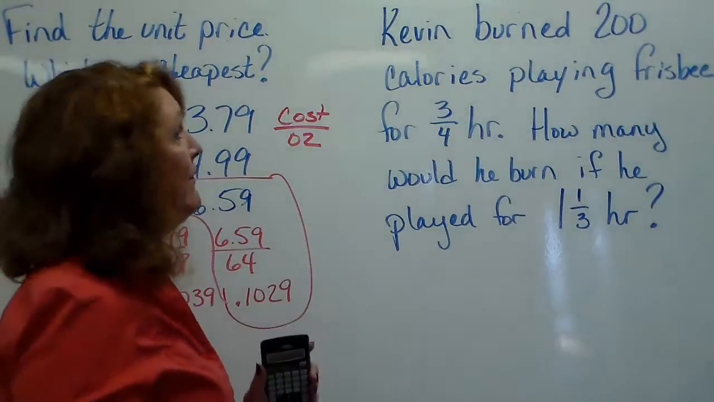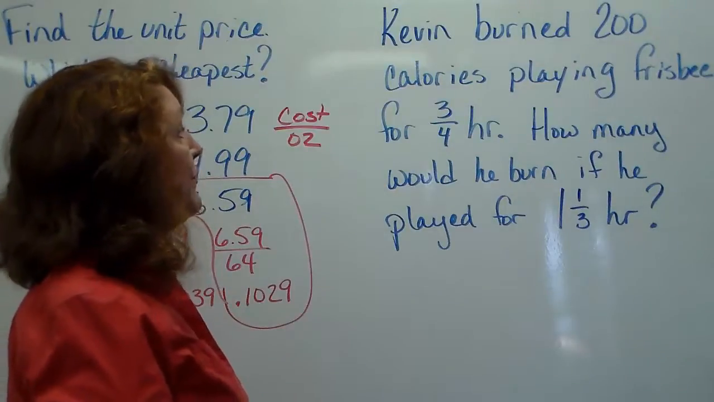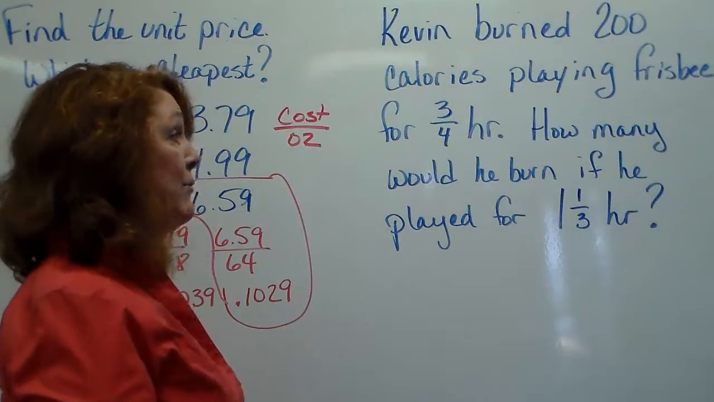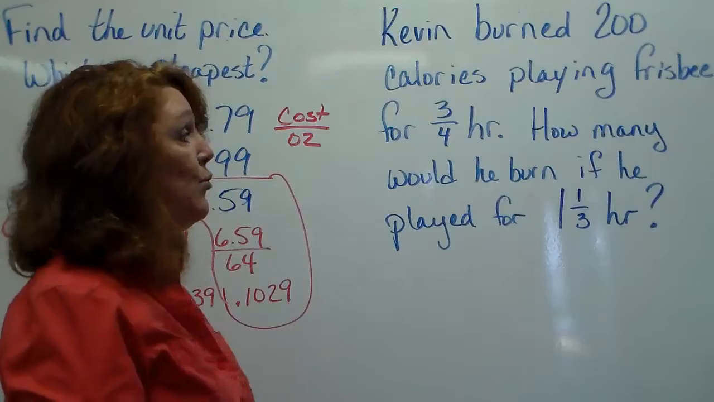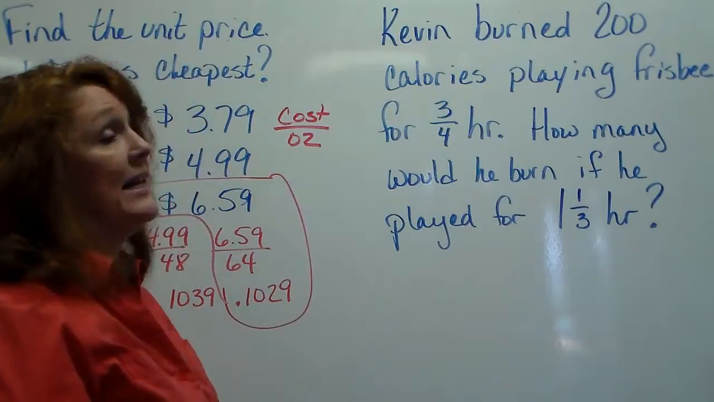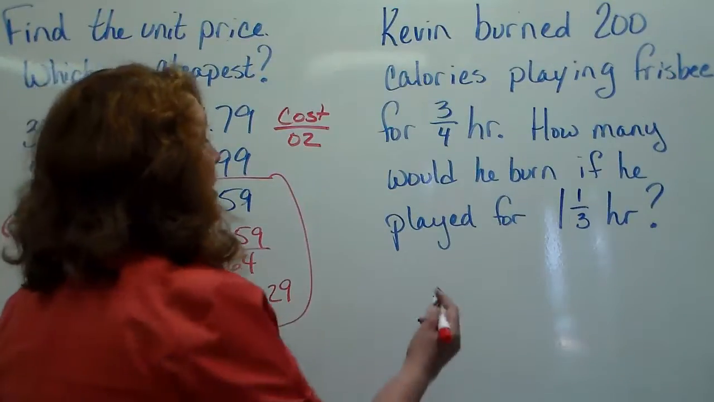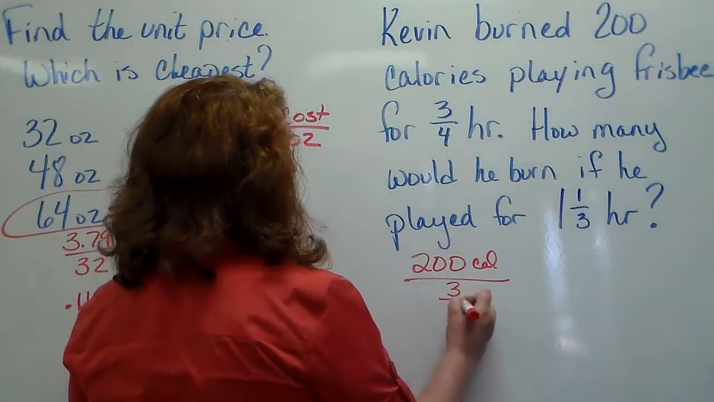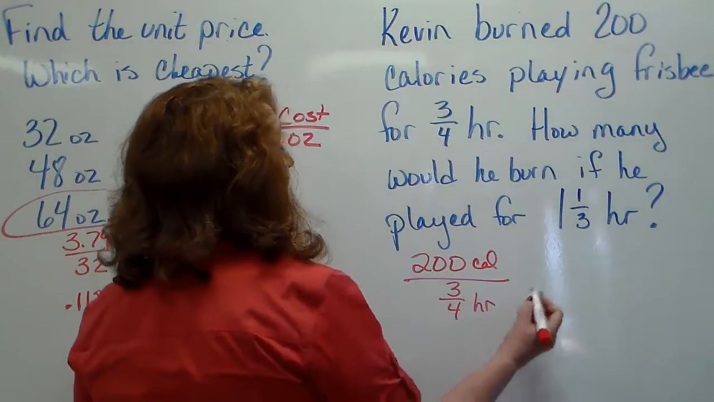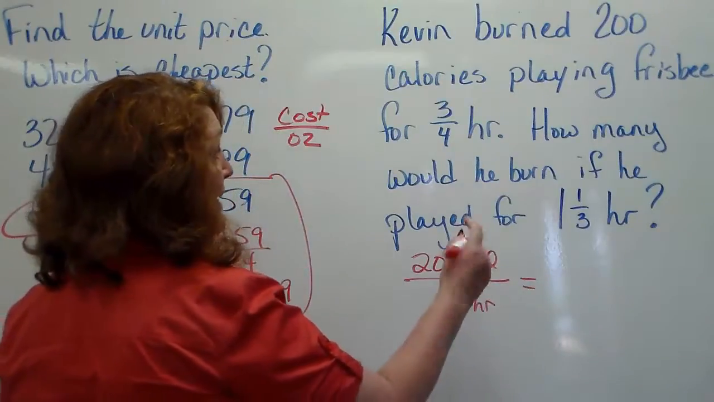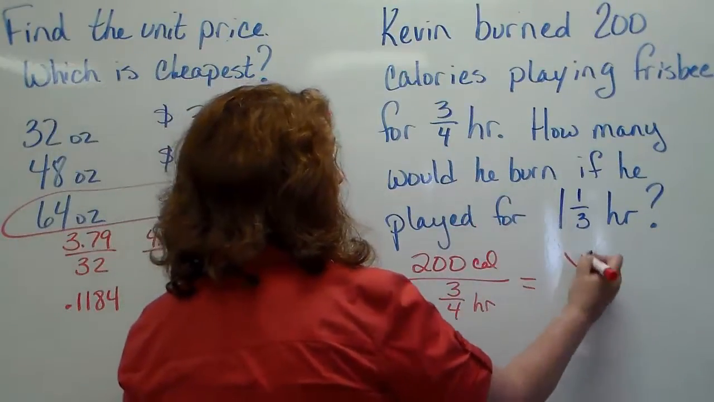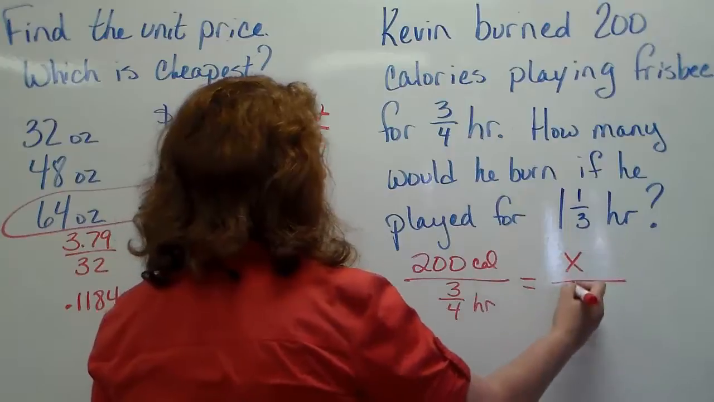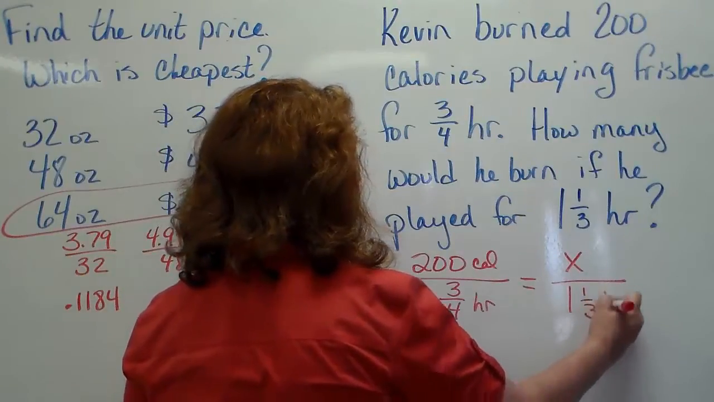Then we go over here. Kevin burns 200 calories playing Frisbee for 3/4 of an hour. How many calories would he burn if he played for 1 1/3 hour? So I'm going to set this up like a proportion. 200 calories for 3/4 of an hour. And the other question is, how many calories, x, if he played for 1 1/3 hour?